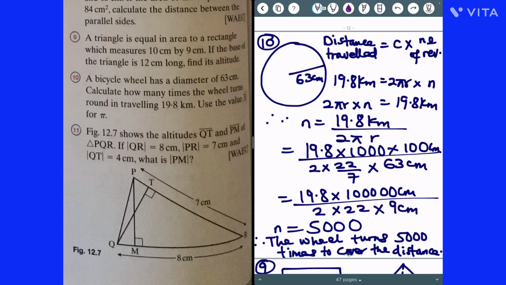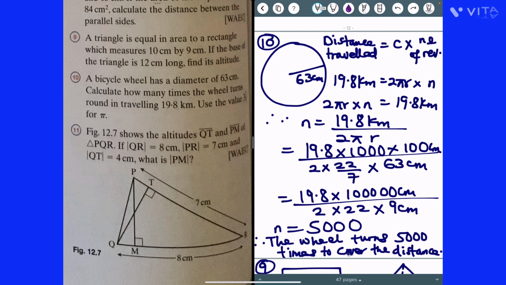That means if it turns once, it has covered the distance of 20 meters. If it turns twice, it has covered the distance of 20 times 2, 40 meters. So on and on like that. Distance traveled is equal to the circumference times the number of times it turns, or number of revolutions. So 19.8 kilometers is 2 pi r for circumference times n. So 2 pi r times n is 19.8.